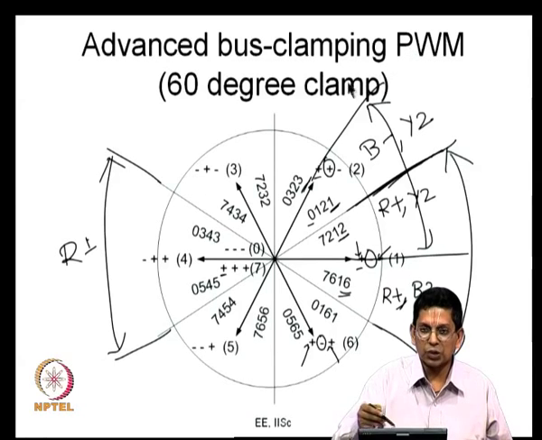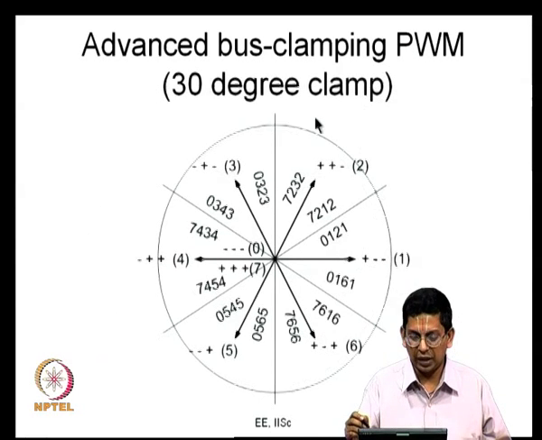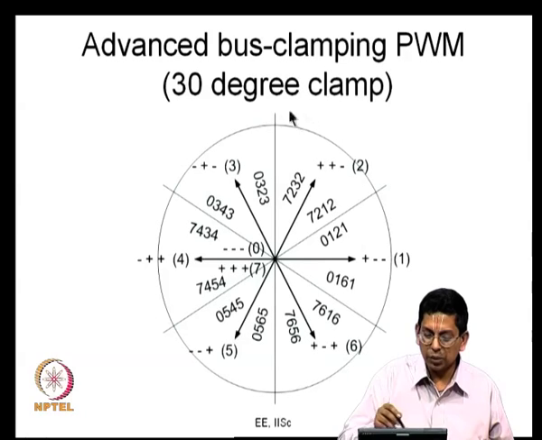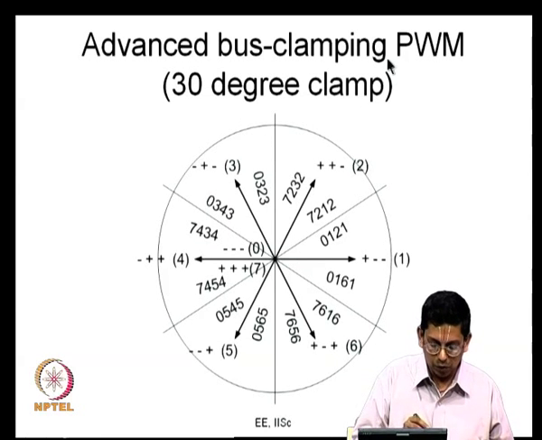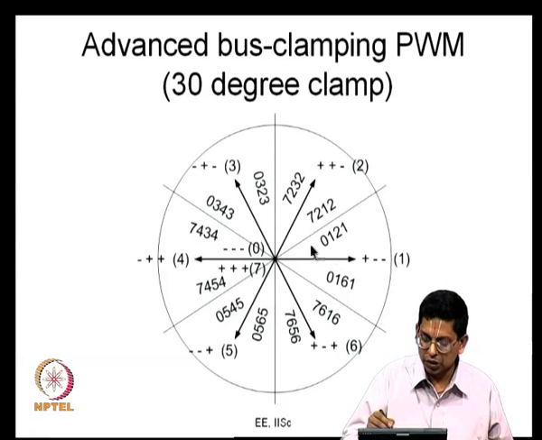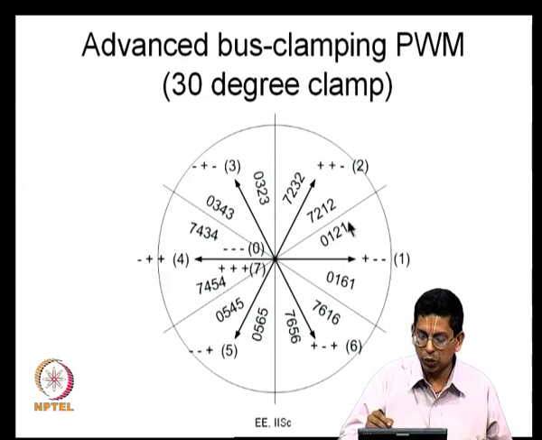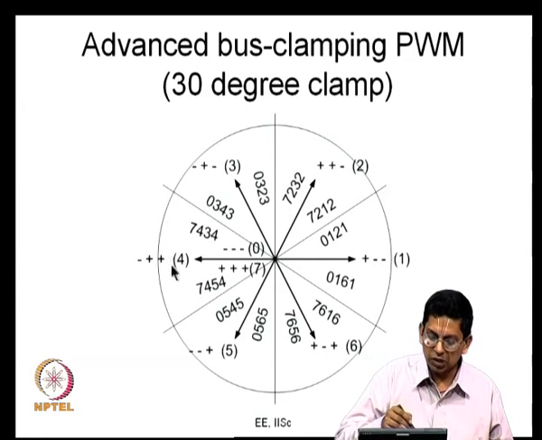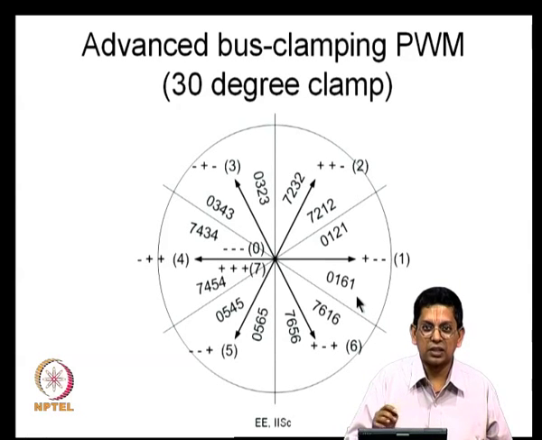So, this is from advanced bus clamping PWM. I am coming to 60 degree clamp now. The same way I can do this, 30 degree clamp I have converted into advanced bus clamping PWM. You can see the sequence. Instead of 0 1 2, I have written 0 1 2 1. Instead of 7 2 1, I have written 7 2 1 2, and I have made similar changes in all the other sectors. Nothing else I have done.